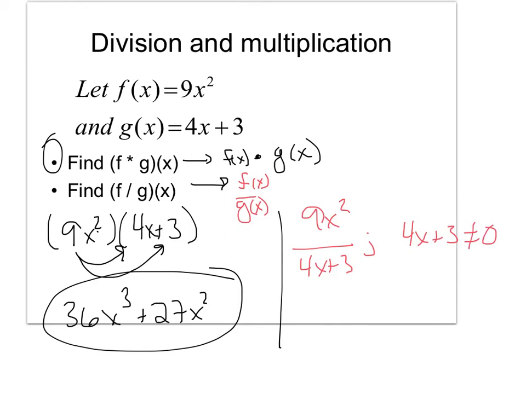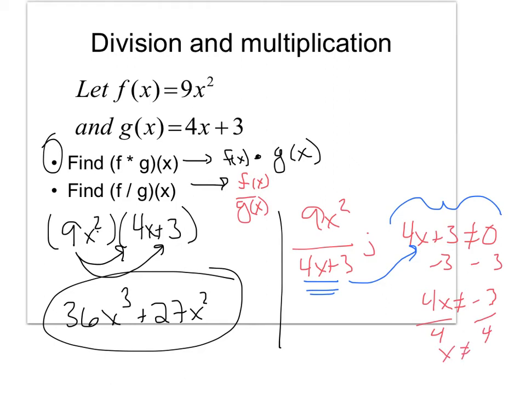And so what I do, if you notice, is I took the denominator and I created an equation and set it not equal to 0. If I solve this, it tells me that x cannot equal negative 3 over 4.